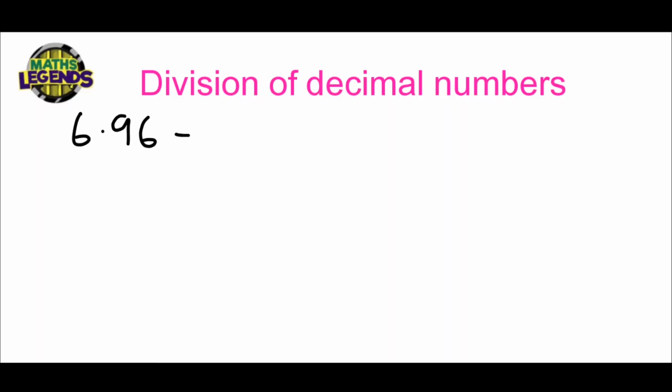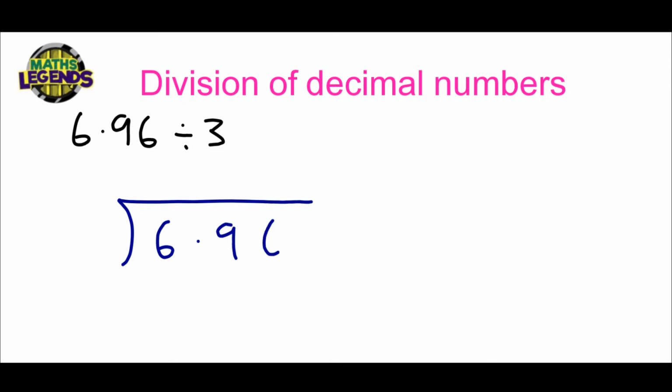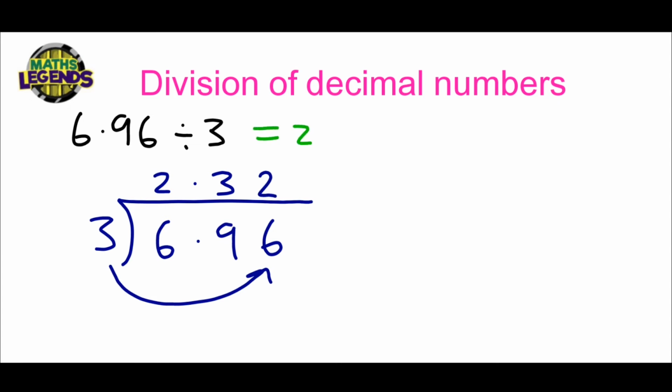Let's look at another example. 6.96 divided by 3. So again, we use the bus stop. We place 6.96 in the middle, place a 3 outside. So then we ask, how many 3s goes into 6? That's 2. We then place the decimal point. We then ask ourselves, how many 3s goes into 9? That's 3. And then we ask ourselves, how many 3s goes into 6? That's 2. So our answer is 2.32.